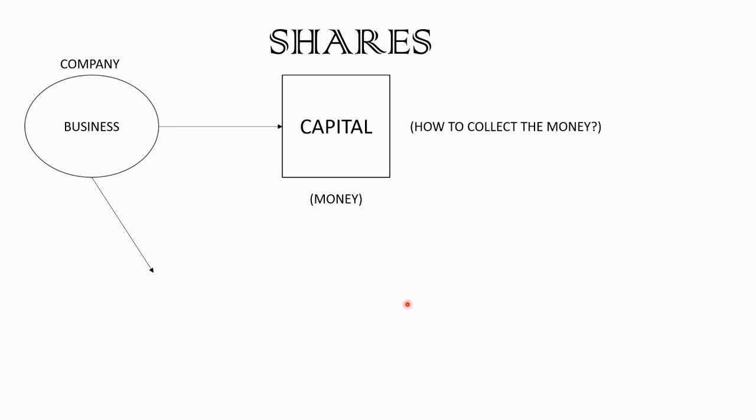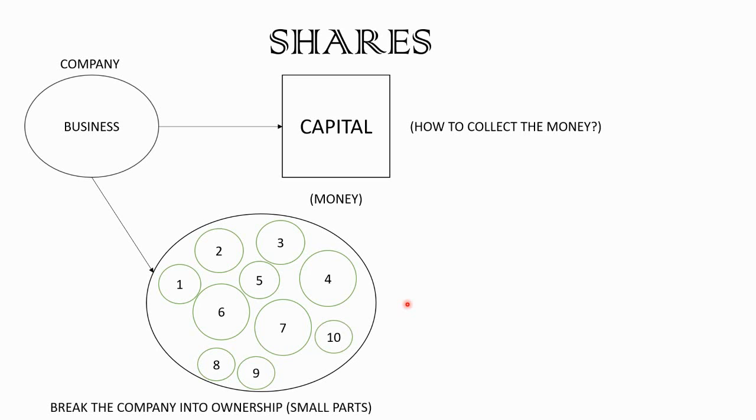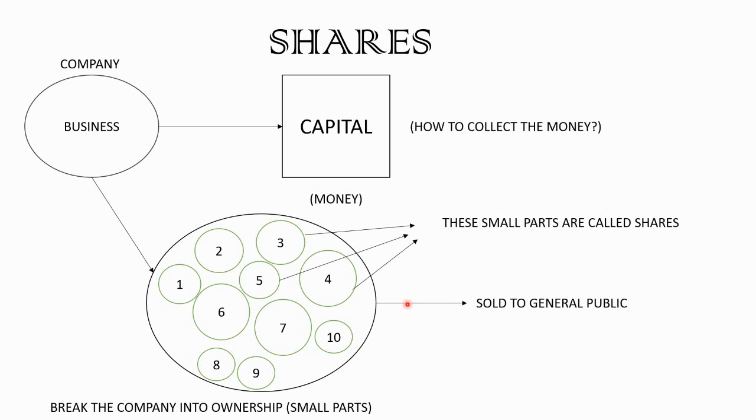What you could do is, you can establish your business and company, and you can divide your company into small parts. We break our company into small ownerships, and each of these parts will be called the ownership of your business or your company. Each of these small parts is called a share. In order to collect money, you sell these shares of your company to the general public. Once all of your shares are sold, it will be possible for you to collect the capital required to establish your business and your company.